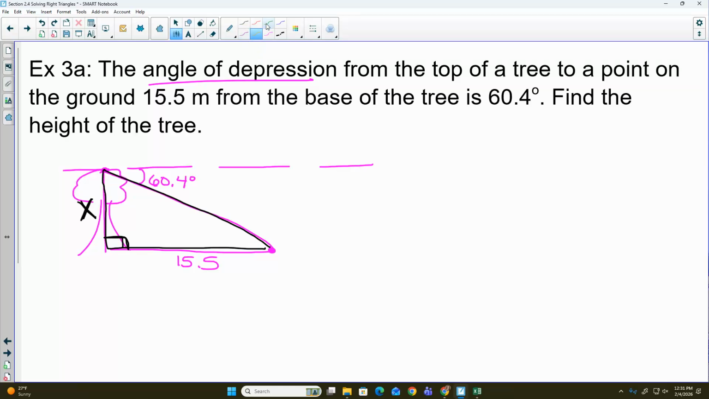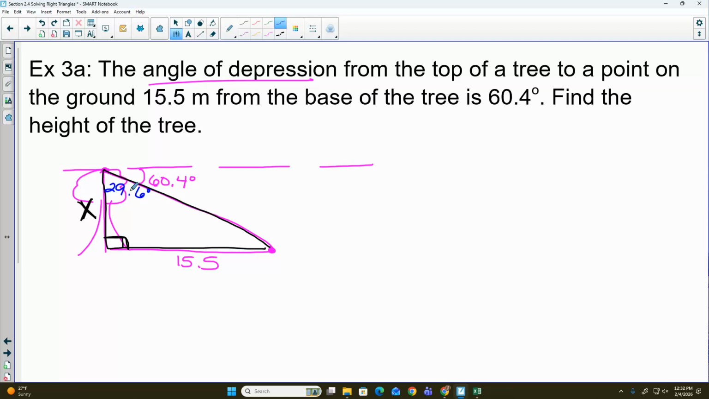To do this, we need an angle inside my triangle. Is the 60.4 in my triangle? No. We have two ways of getting it. Can you tell me one way to find an angle in my triangle? Okay. You do 90 minus 60.4. That would give us the angle at the top. So we get 29.6 degrees. So we have an angle.